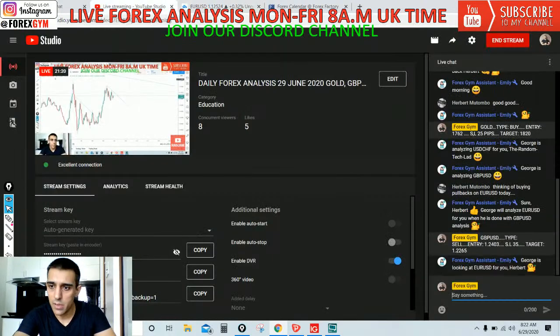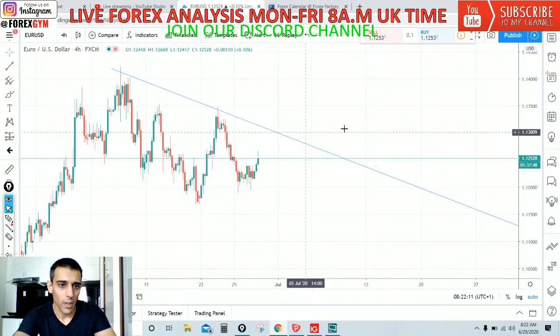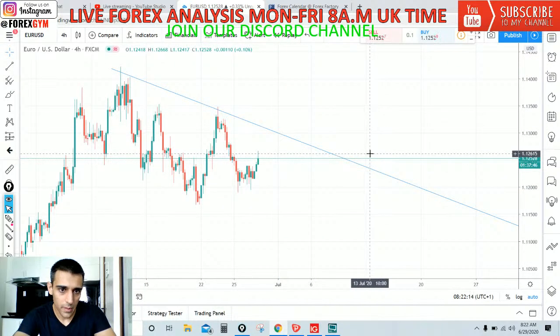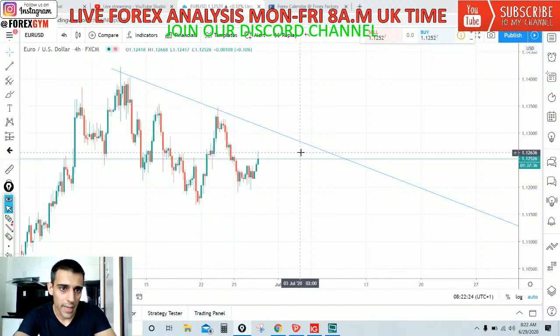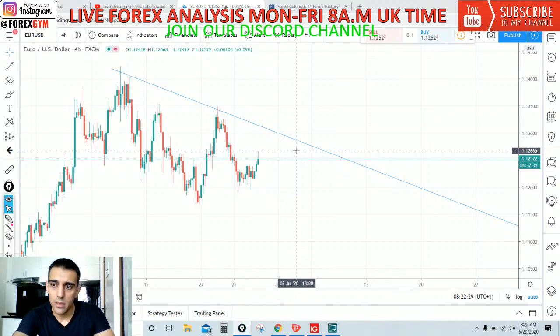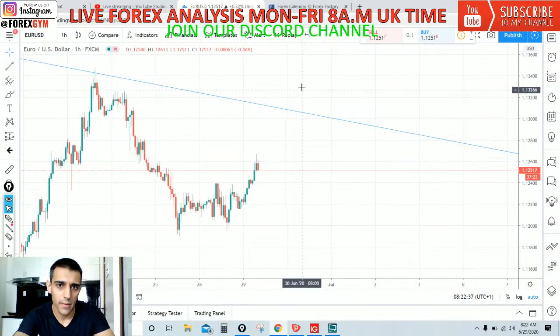So Herbert is thinking of buying a pullback on Euro USD today. Okay, let's analyze. On this 4-hourly time frame, the price tested this resistance up here. So this is the resistance, 1.266. It tested it, and it had an aggressive reaction, to be honest.